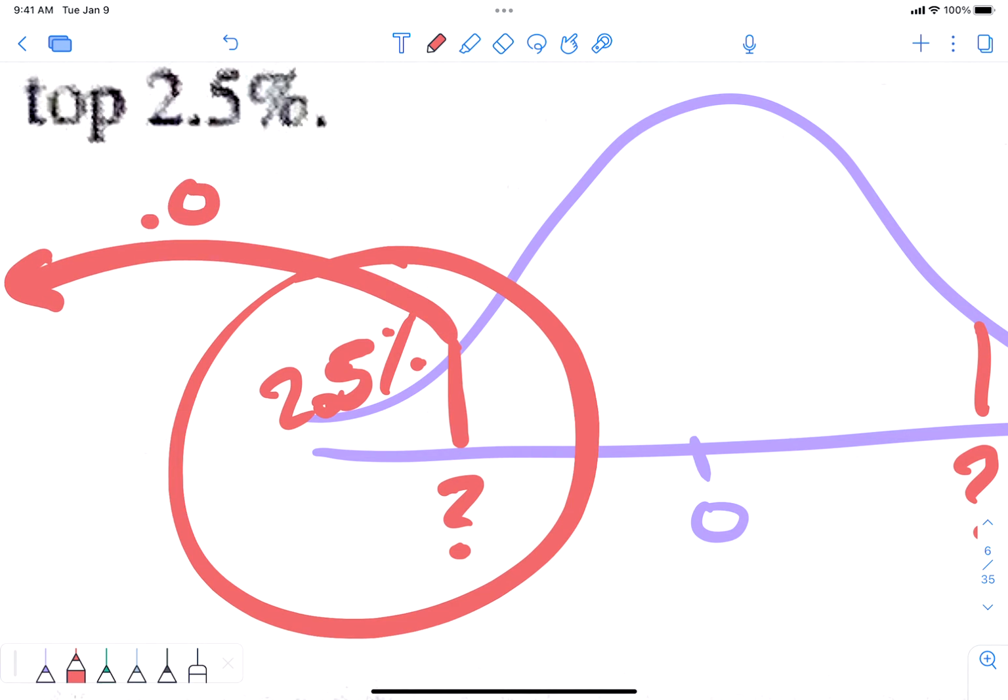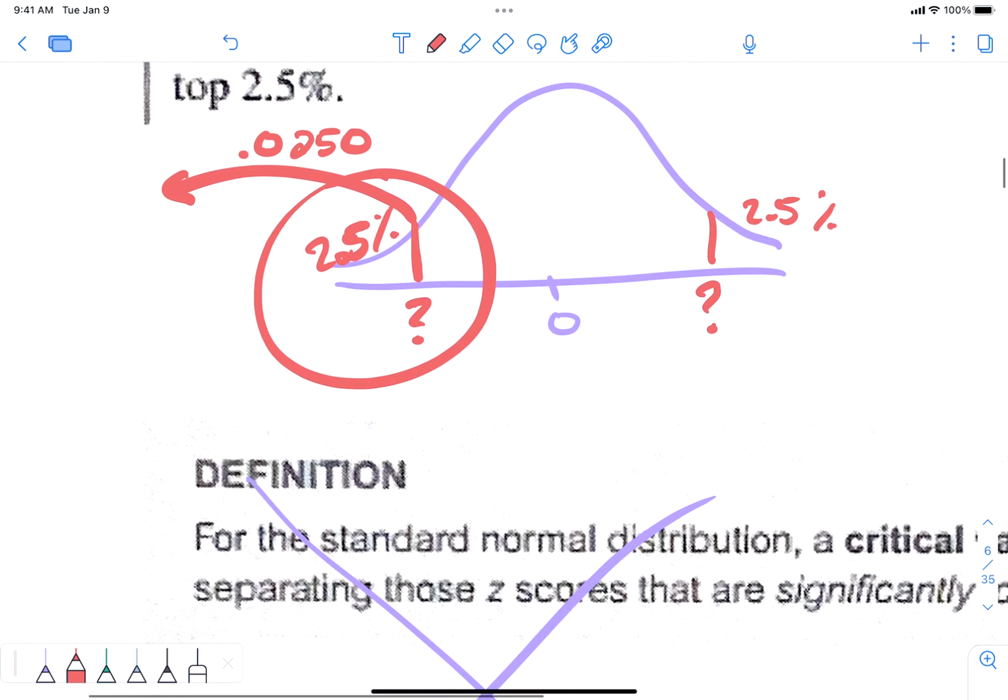0.0250. Is that 2.5%? You're looking at 0.0250, yeah? In which side? Negative side, okay? You're looking it up backwards. So go to the negative side and you find the one that's closest to 0.0250. Does this one have a star also? No, it doesn't.